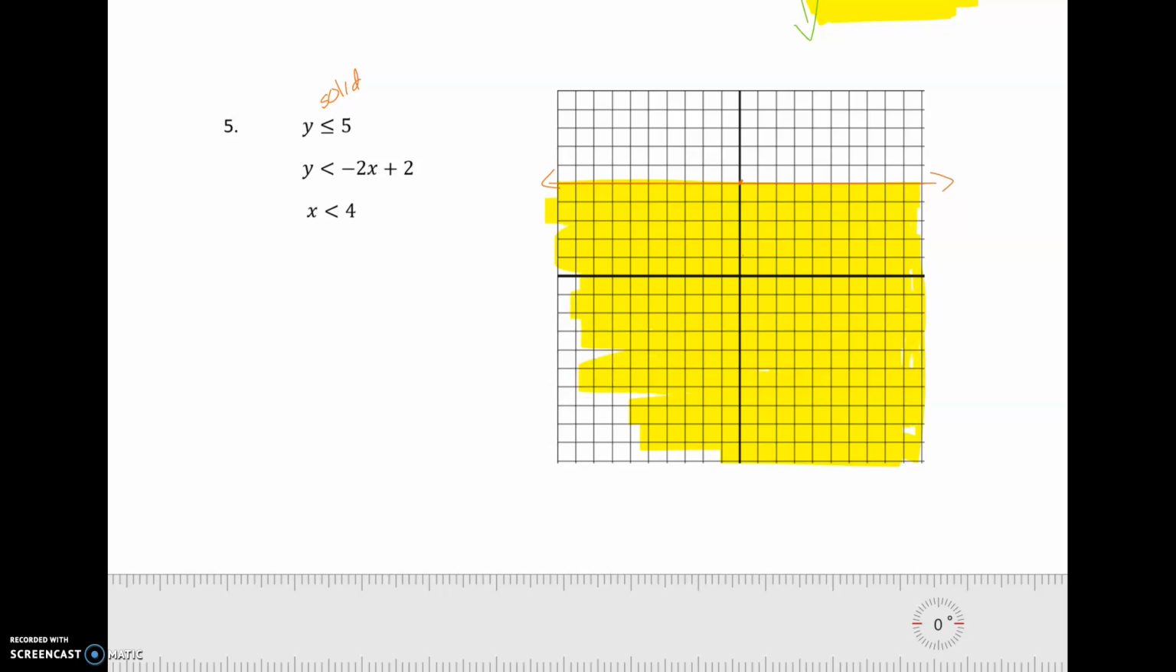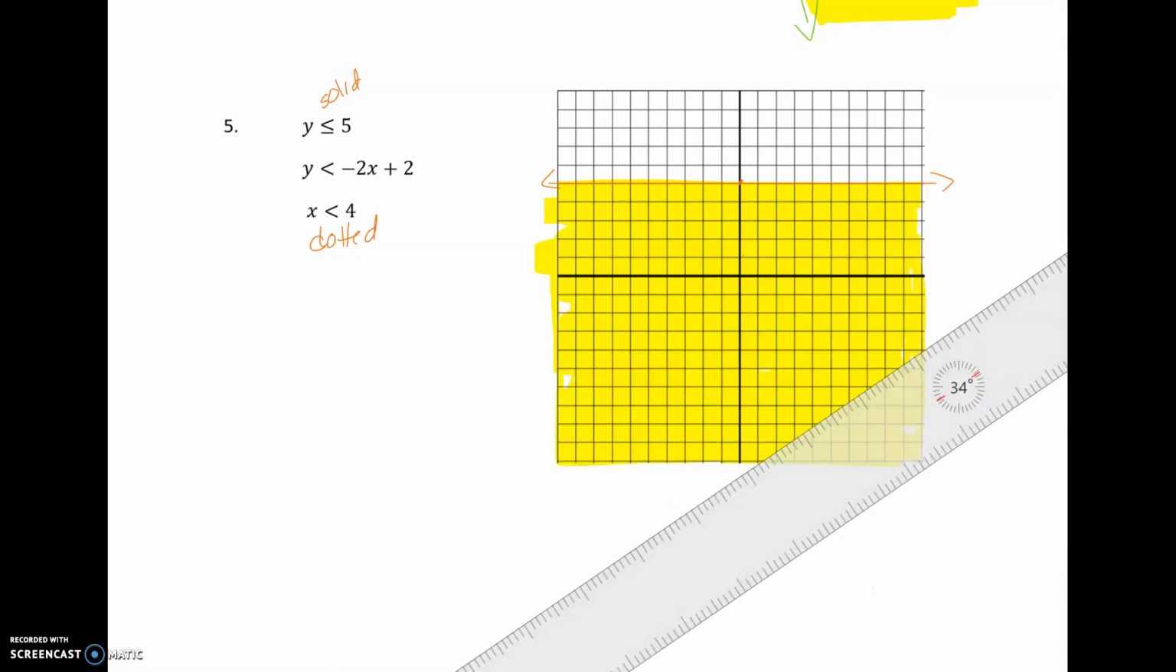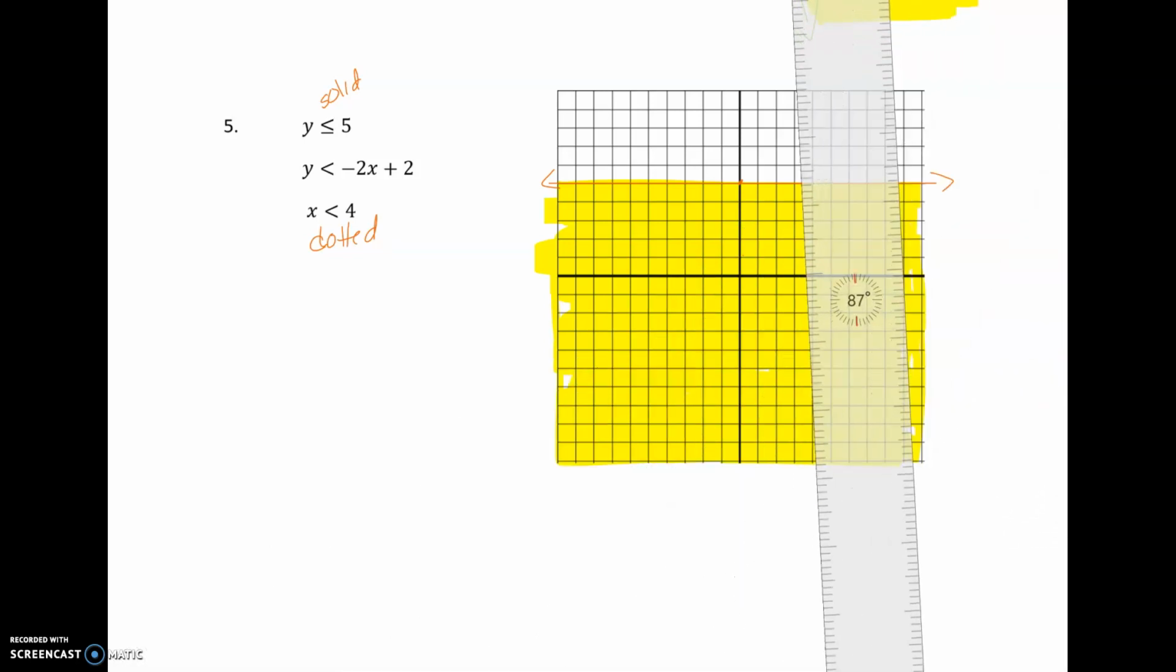Okay, got that one done. That was easy. Let's go and do the next easy one, which is x is less than 4. This is going to be a dotted line, and we're going to go to 4. So it's going to be vertical. It'll be a vertical line.